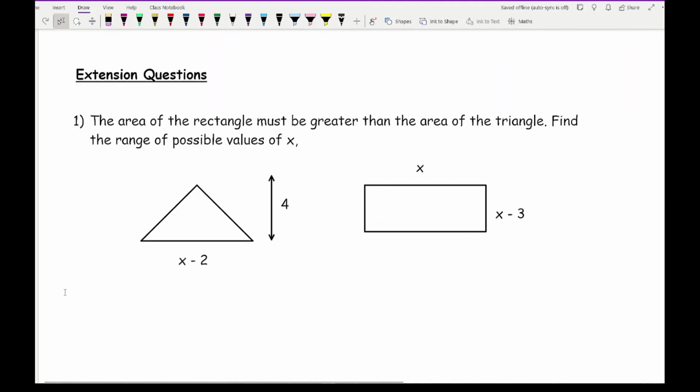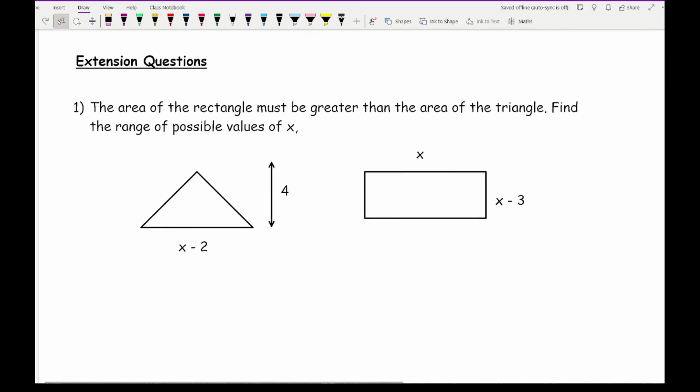Now let's have a look at some extension questions. This is where it goes into A level, but you could also get it on high GCSE or even on level 2 further maths. It says that the area of the rectangle must be greater than the area of the triangle. Find the possible range of values of x.